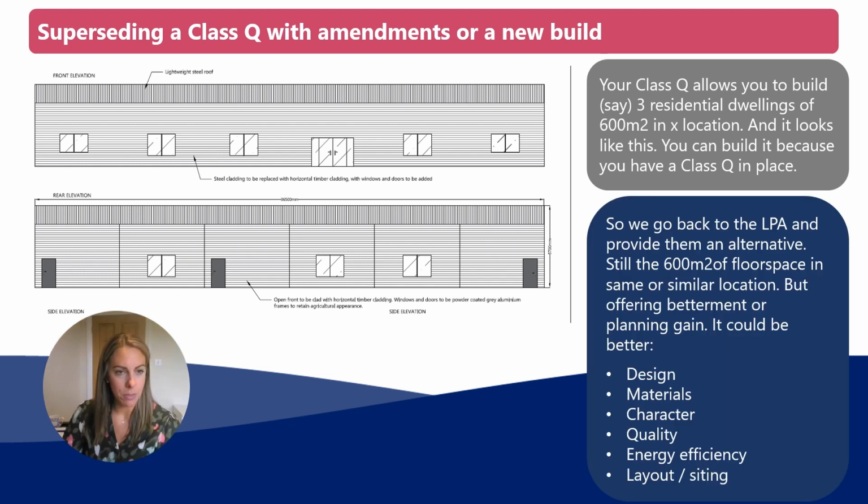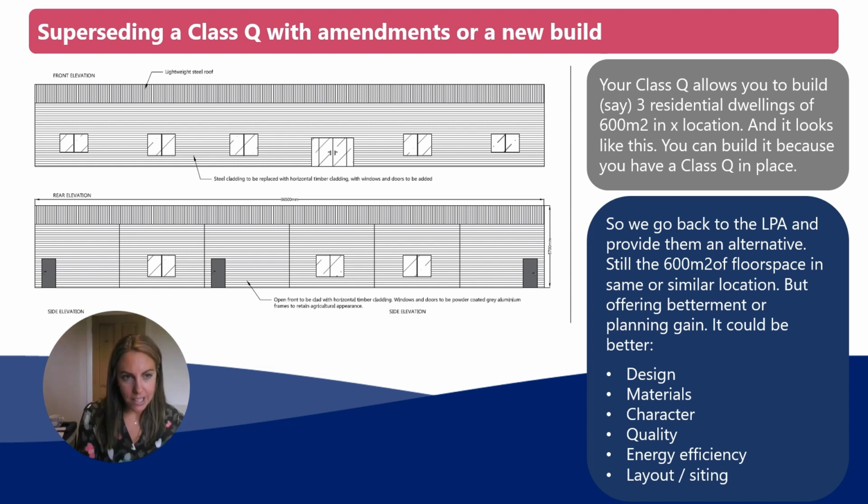So what we do at this point, and what that gives us, is what's called this fallback position. And this came about because of a case called the Mansell case a few years ago. This went through the courts, and the principle was established, and it's called the fallback principle, where what you could otherwise do under Class Q means that you can effectively provide an alternative to your fallback.